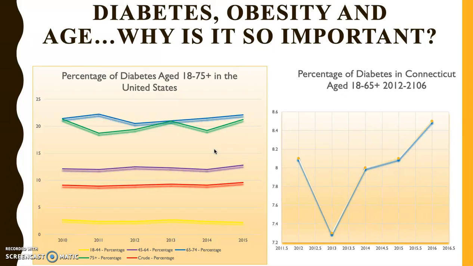First of all, as you can see, the percentage of diabetes in the United States is highest in the 65 and older population. It's slightly less in the 75 and older. Also, it is on the rise in all categories except for 18 to 44. So maybe that's a good indication of the future trend, I hope. The percentage of diabetes in Connecticut is on the rise. From 2013 until now, it has gone up dramatically.